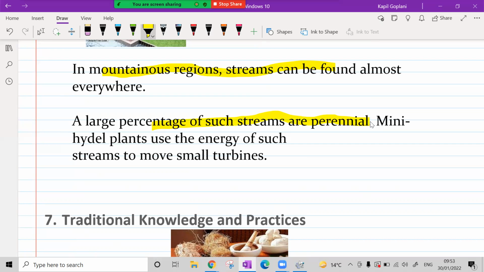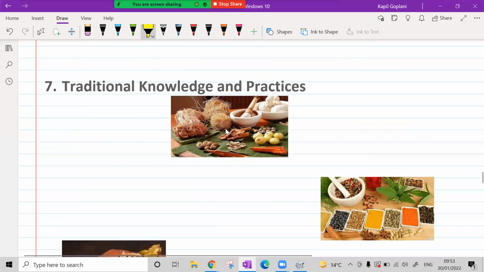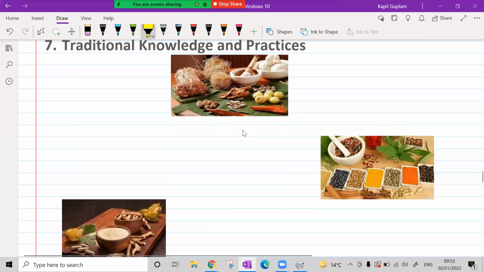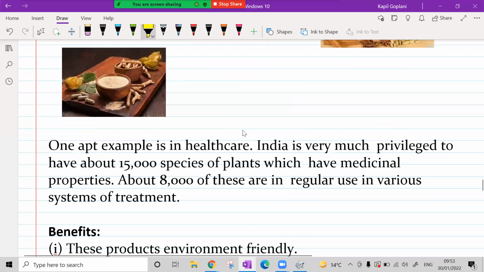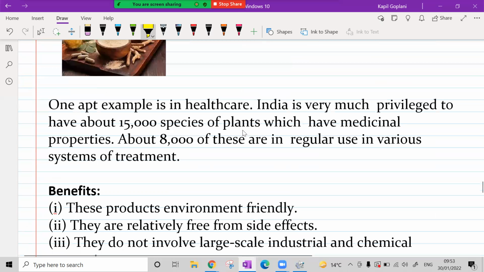Coming on to the 7th point. Okay, chalo, we see the 7th point is traditional knowledge and practice. Can you read out this particular point for me, beta? Yes, sir. One example is in healthcare. India is very much privileged to have about 15,000 species of plants which have medical properties. About 8,000 of these are in regular use in various systems of treatment.